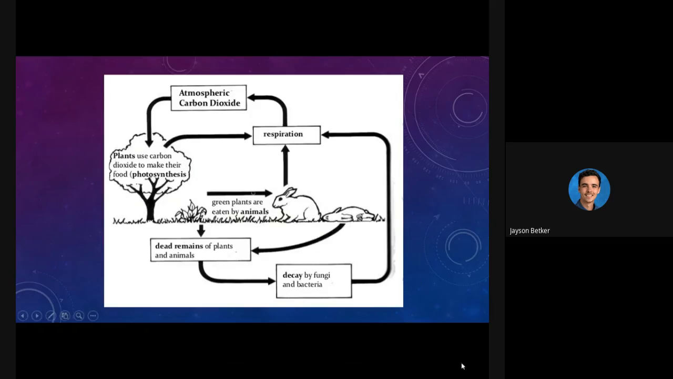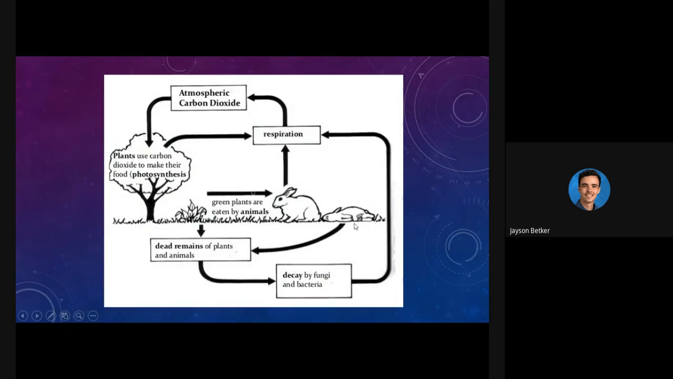This right here is a very, very important diagram. So when I tell you that it's important, I want you to try to remember this one, okay? So fill this in. You've got atmospheric carbon dioxide at the top, that's in the air. Plants use carbon dioxide to make their food, that's called photosynthesis. Green plants are eaten by the animals, so that's how we get the carbon from them.